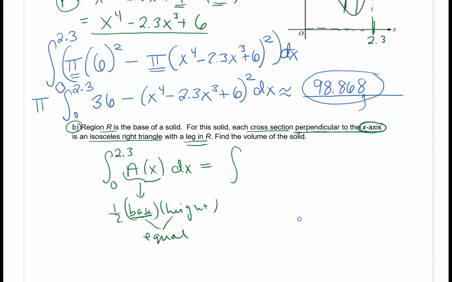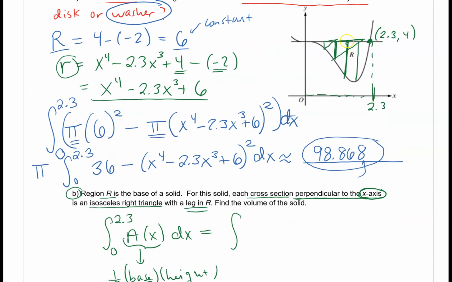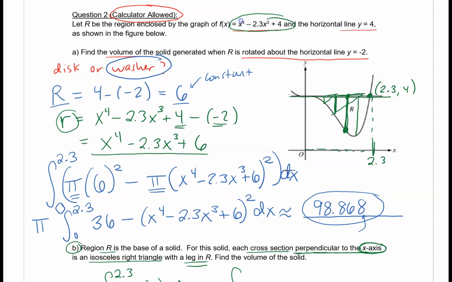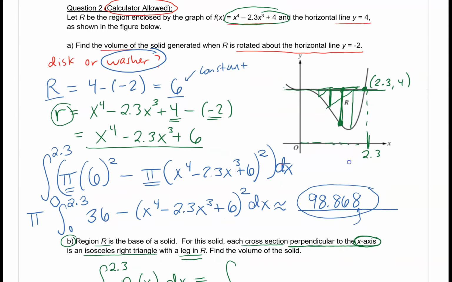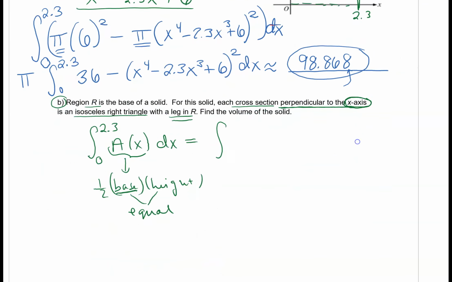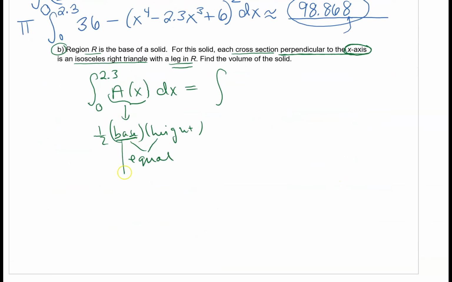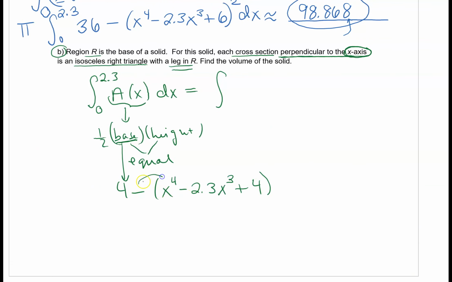and the base or the leg of the triangle is in the region. So what we need to do is figure out the distance from the line y equals 4 down to the curve y equals x to the 4th minus 2.3x cubed plus 4. So to do that, we just subtract the two things. So the leg of the triangle will be 4 minus that equation. And then if I distribute the negative and combine like terms a little bit, that would end up equaling just negative x to the 4th plus 2.3x cubed, because the 4's would cancel out.